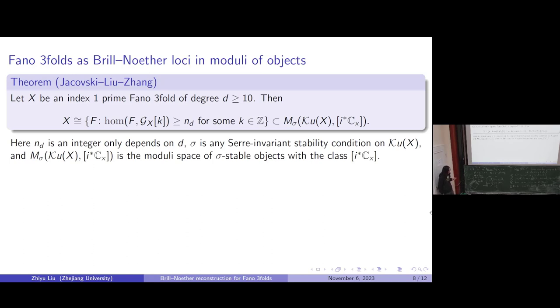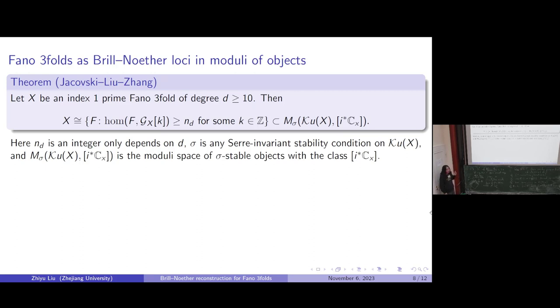For the index 1 case, in the paper with Zhiyu and Zhang, we proved the following theorem. Roughly speaking, we realized an index 1 prime Fano threefold of degree at least 10 as a Brill-Noether locus in a certain Bridgeland moduli space in the Kuznetsov component. And if we take degree equal to 12 or 16, then this exactly recovers Mukai's theorem as I have explained, since this projection object will map to the structure sheaf or that rank 2 bundle on the curve. So this is a direct generalization of Mukai's theorem. This is for the index 1 case.